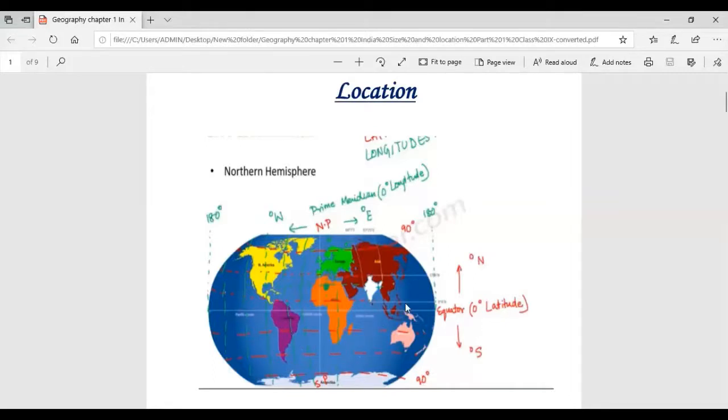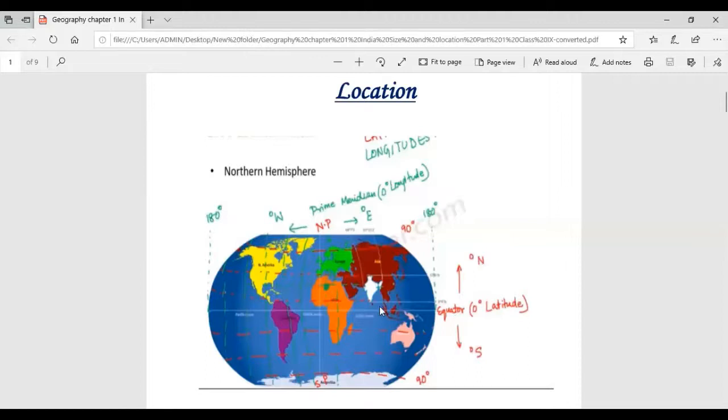So the equator basically represents 0-degree latitude. These are the measurements of the lines of latitude. If you do not have the measurement, then there is no point having them. If we have latitudes and longitudes, we are able to locate places. So latitudes and longitudes help us to locate the places.